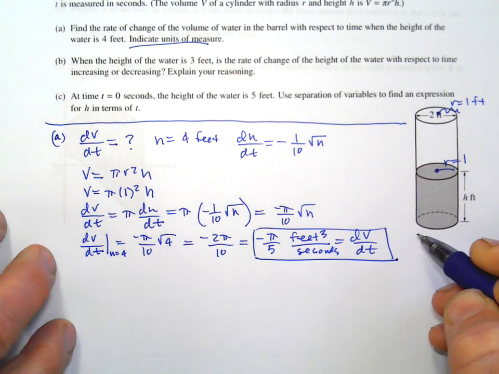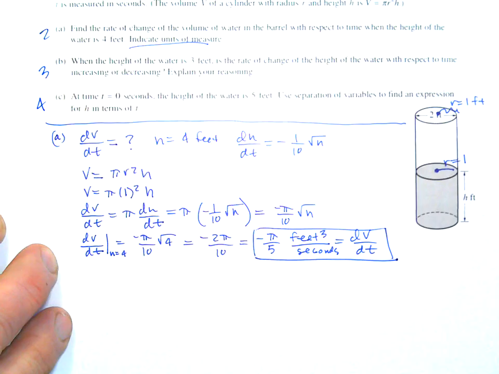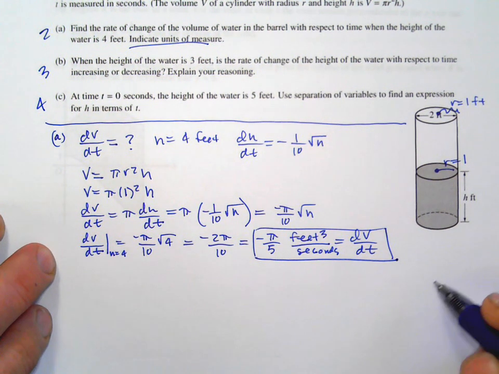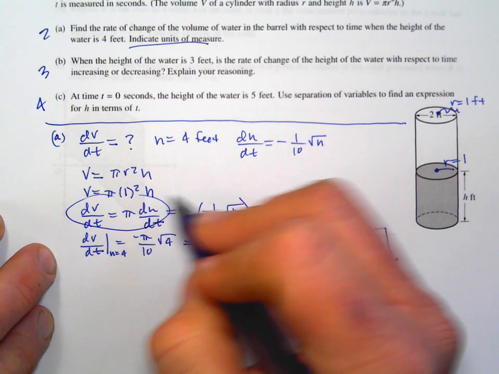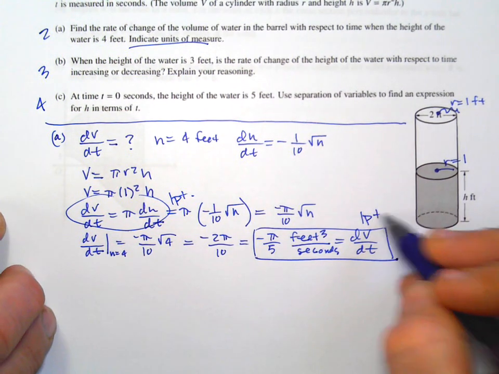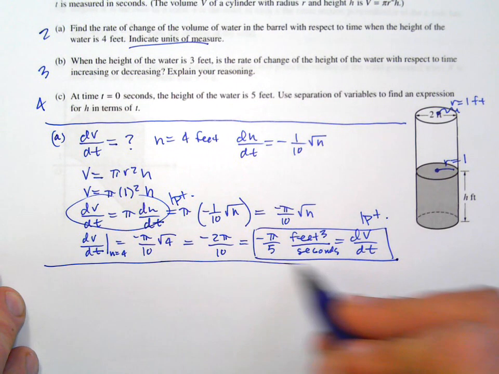Now, the point breakdown on this problem is 2, 3, and 4. So you got 1 point for doing the implicit derivative, and then you got 1 point for your answer. And you have to have units in it, otherwise you lose the point.